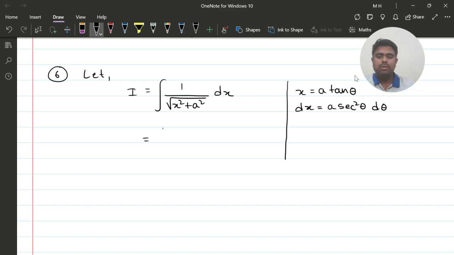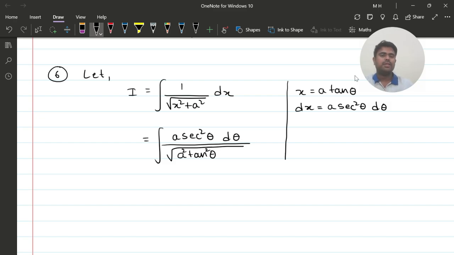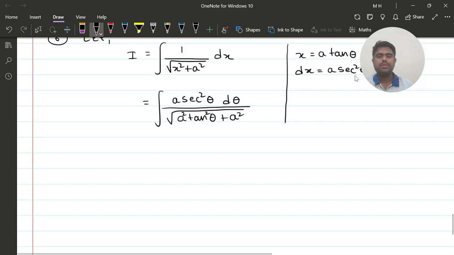This is equal to the integral of a sec square theta d theta divided by the square root of x square plus a square. x is a tan theta, so x square would be a square tan square theta plus a square, and dx would be a sec square theta d theta. So this substitution is done.